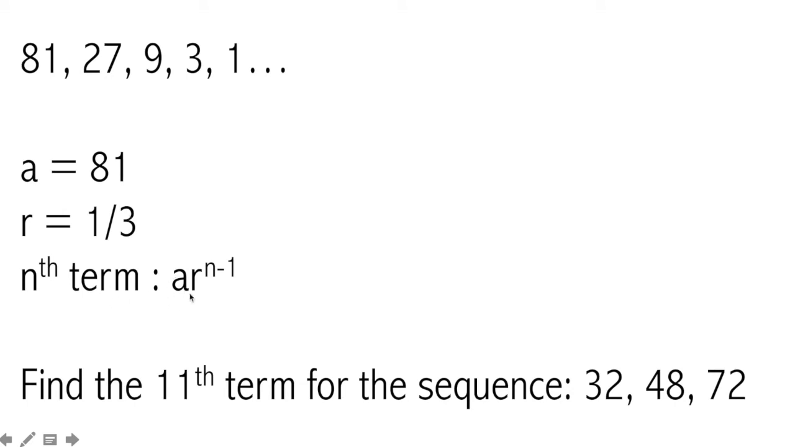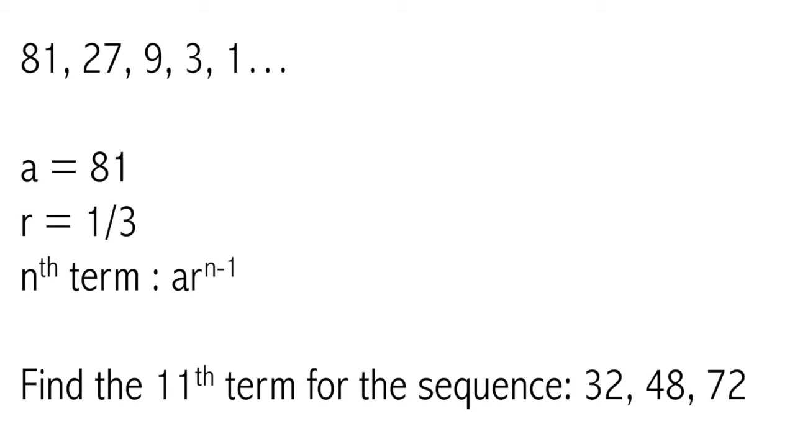The nth term can be found by A multiplied by R raised to n minus 1. Remember, the A is just multiplying with R^(n-1). It is not (AR) raised to n minus 1. It is A multiplied by R raised to n minus 1, right?